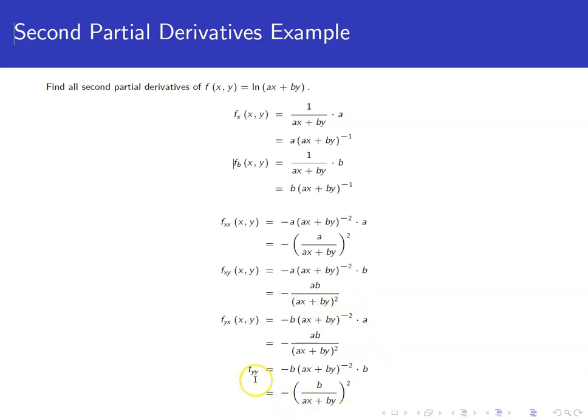Finally, we want to do the second partial with respect to y both times, so we go back to the first partial with respect to y and differentiate it again. Again, we're going to bring the power down, decrease the power by 1. But then when we take the derivative of the inside, we're going to differentiate the y in this case, which gives us the b. Then if we pull out the squaring, we'll get the opposite of the quantity b over ax plus by, quantity squared.